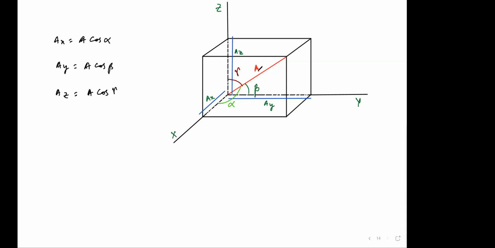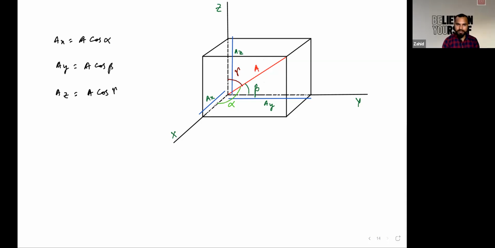Now, suppose this particular vector A has three components as ax, ay, and az. So it will be ax i cap, ay j cap, and az k cap. If you want to calculate its magnitude, it will be mod of A is equal to root under ax square, ay square, az square.